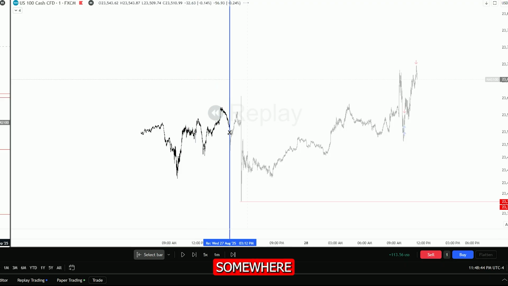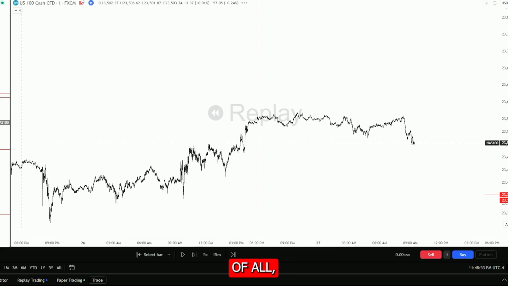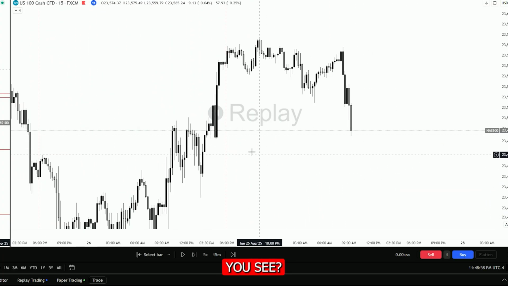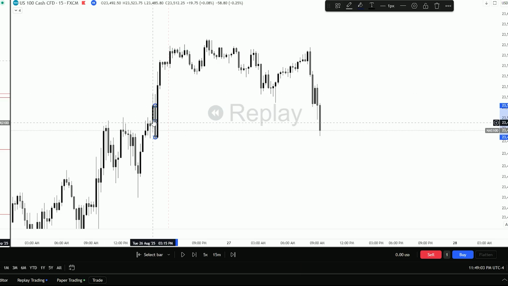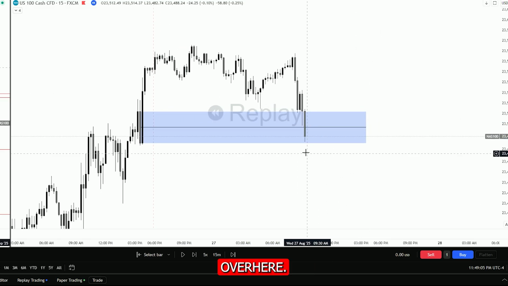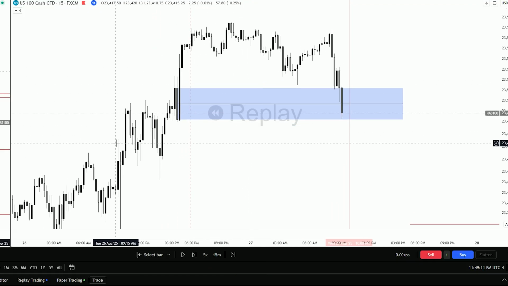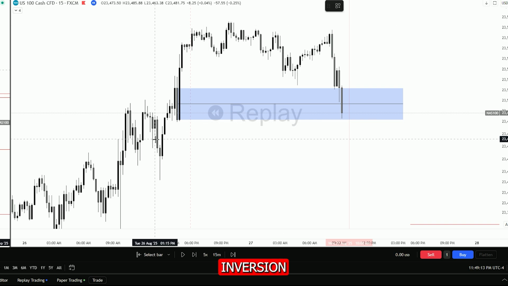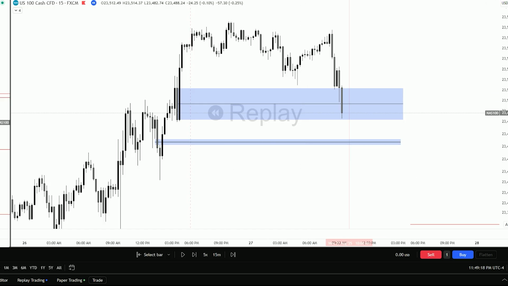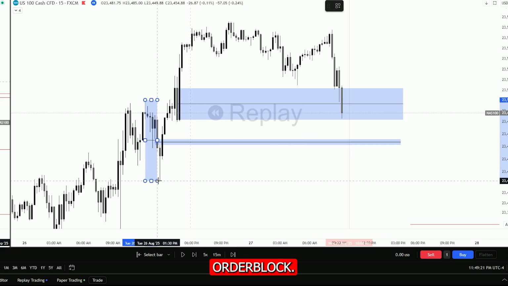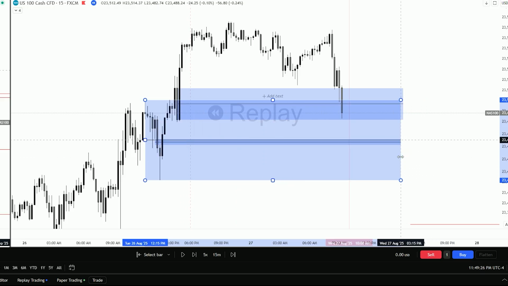So let's go somewhere over here. Now this is kind of interesting. You're going to move to the 15-minute first of all, as I told you guys. What do you see? We see that we are in an order block over here, and let me just mark my 10 a.m. open so that we can easily understand. Yep, and we also got this inversion over here. So this is kind of an interesting thing. This whole thing is your order block. Now let me clear that, because this is the last series of closed candles before moving up.